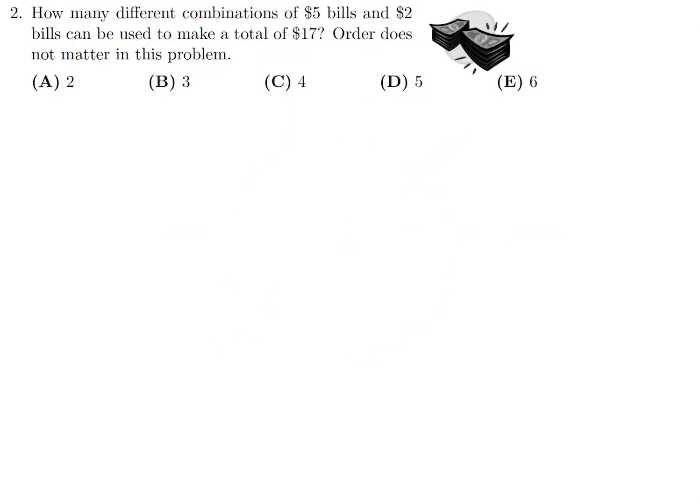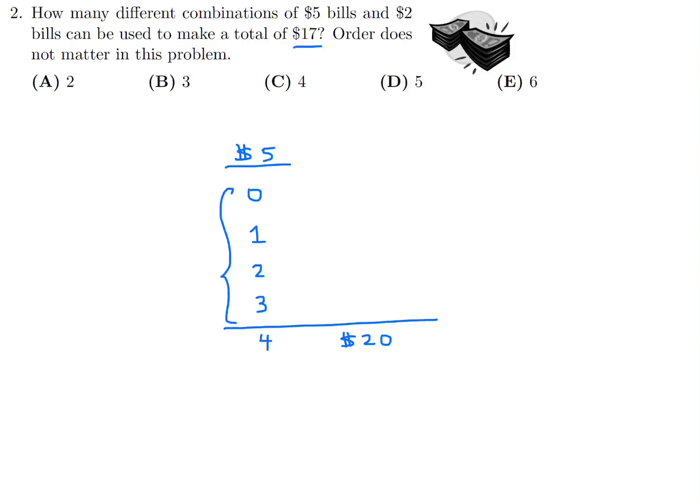How many different combinations of $5 bills and $2 bills can be used to make a total of $17? Order does not matter in this problem. You can approach it in any way that you feel comfortable, but the way I did it was to ask how many $5 bills: either 0, 1, 2, or 3, and so on. But once you get to 4, you'll have $20, right? So that's not good because we only need $17. So we just focus on these combinations.